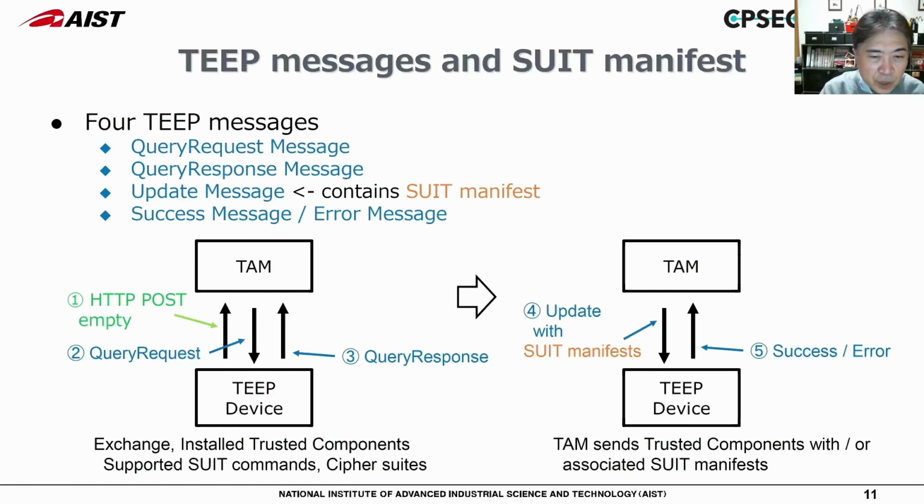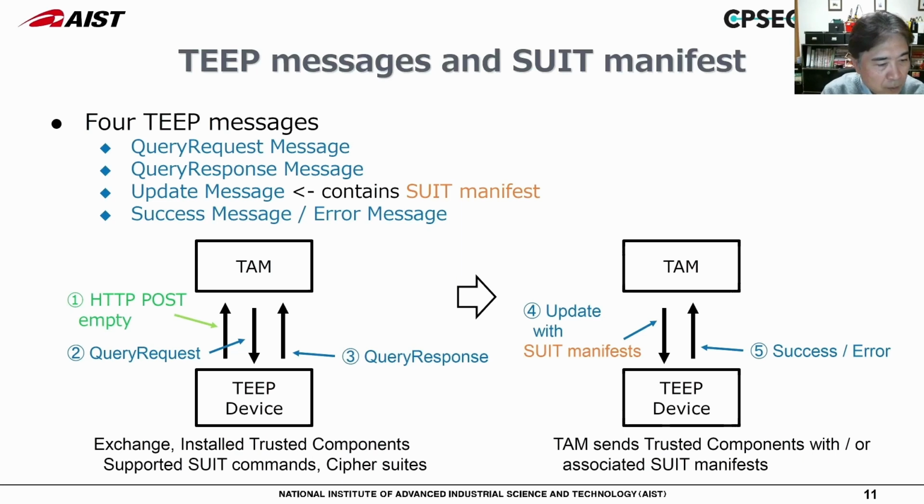And this is the procedure of how the TAM and TEEP device interact with each other. TEEP has four messages: query request message, query response message, update message, and success and error message. So first the TEEP device sends an HTTP POST packet with an empty body. And then the TAM will send the query request, and then the TEEP device will send the query response back.